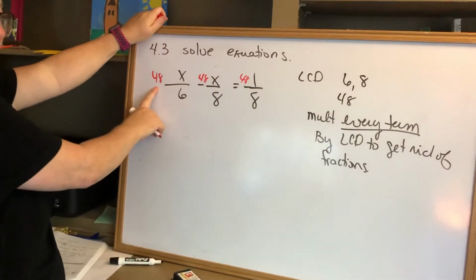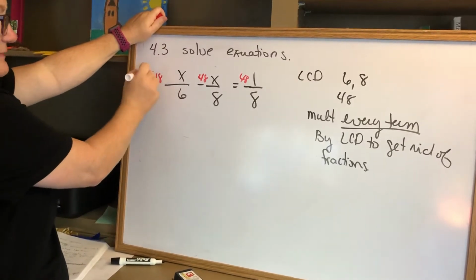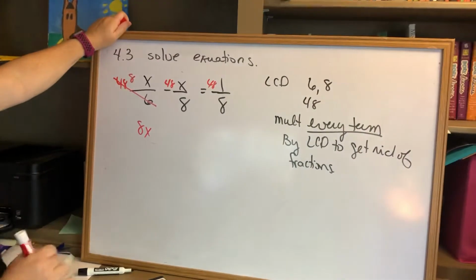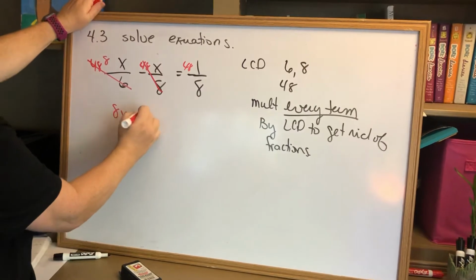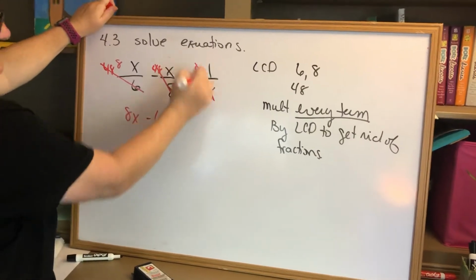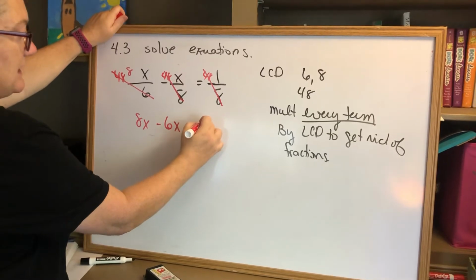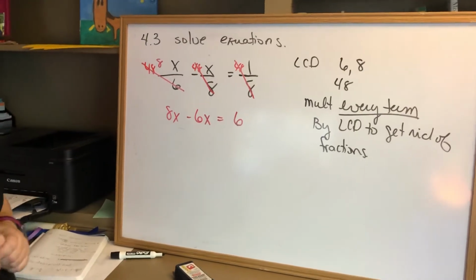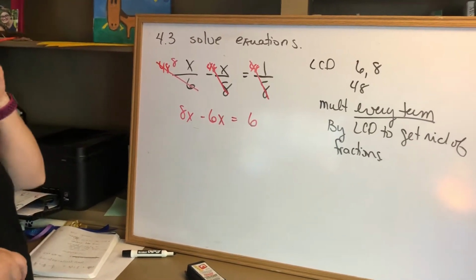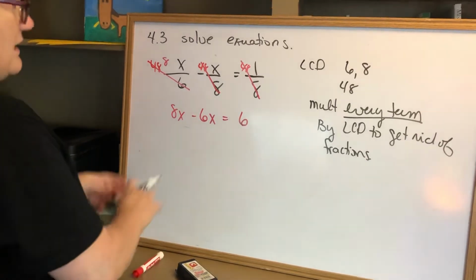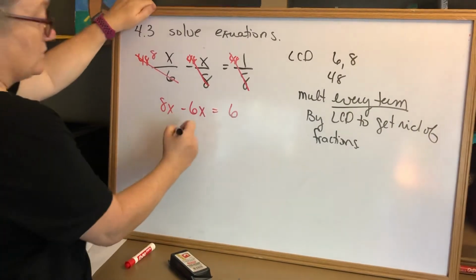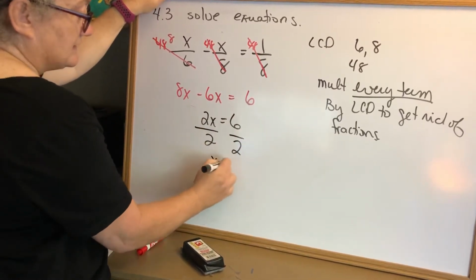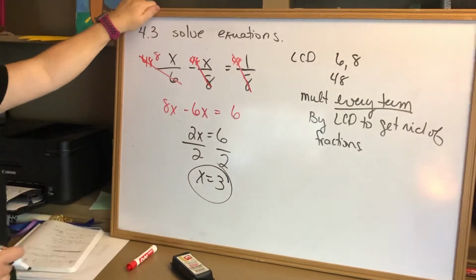And I'm going to simplify each term. So 6 goes into 48 how many times? 8 times. So that means I have 8 times x. You're going to multiply it times whatever's here. 8 goes into 48 how many times? 6 times. And then 8 goes into 48 6 times again. So then 6 times 1 would be 6. Now I have a simple linear equation. I don't have fractions anymore, and we can simplify with the rest. We simplify both sides, get our variables on one side, and so forth. So this would be 8x minus 6x, which is 2x, equals 6. I'm going to divide by 2, x equals 3. And there's our answer. Okay?